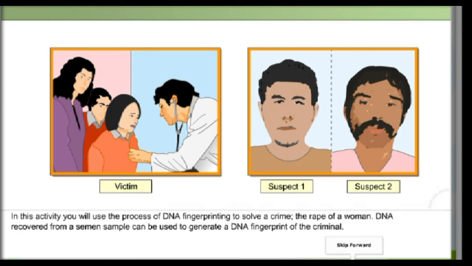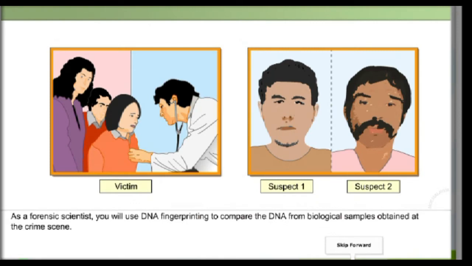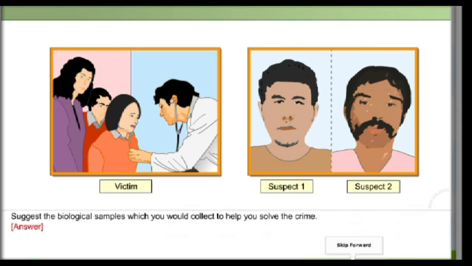Another application is in criminal cases in forensics. So the process of DNA fingerprinting is used to solve a criminal case or other issues. As a forensic scientist, you use DNA fingerprinting to compare the DNA from the biological samples obtained at the crime scene. So what are the biological samples?